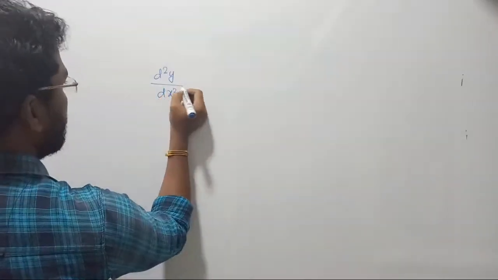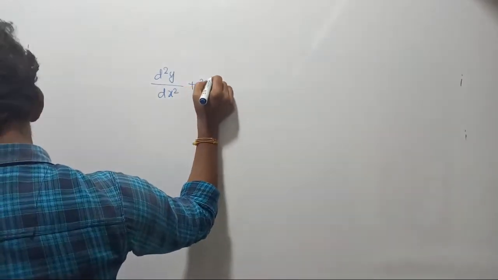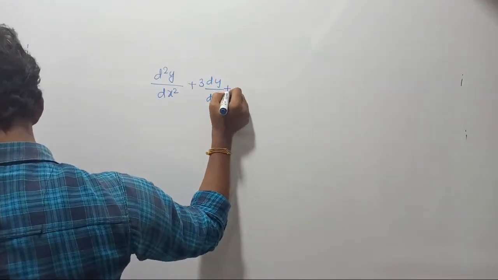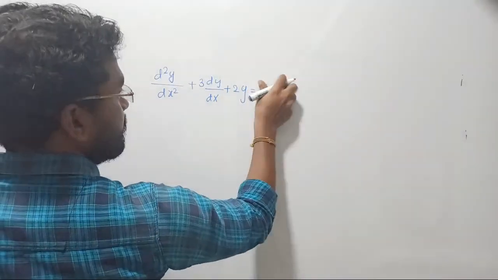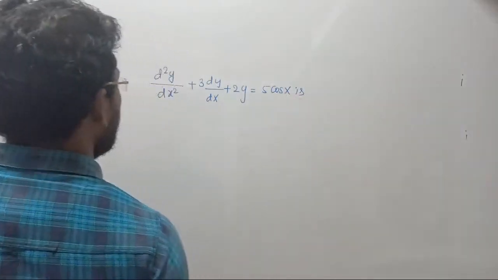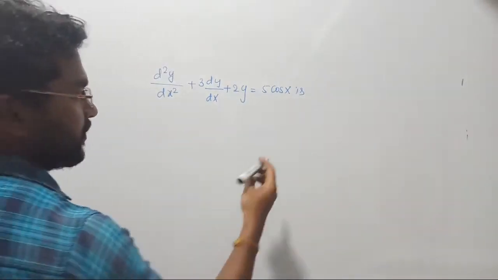Fine. Anyway, let's continue. d square y upon dx square plus 3 into dy by dx plus 2y equal to 5 into cos x. Only particular integration, right? So let's write down the options first.